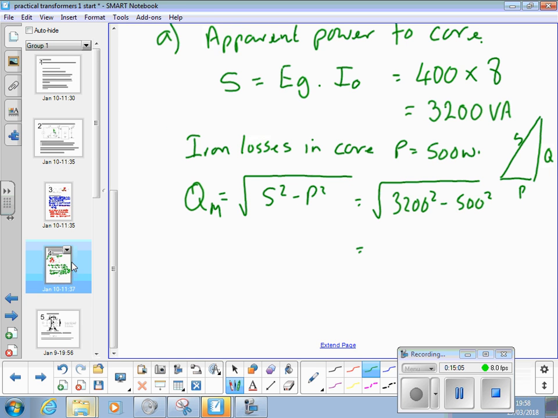That's due to the magnetising current in it. That's due to the exciting current. You don't really need a subscript here because there aren't any other Q's contributing. And I got 3161 var. Alright? So, B.